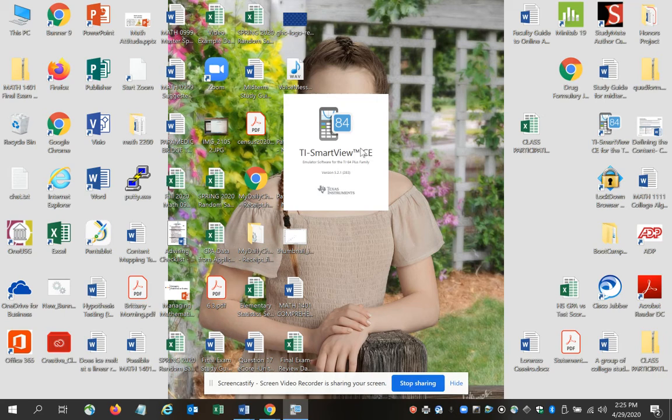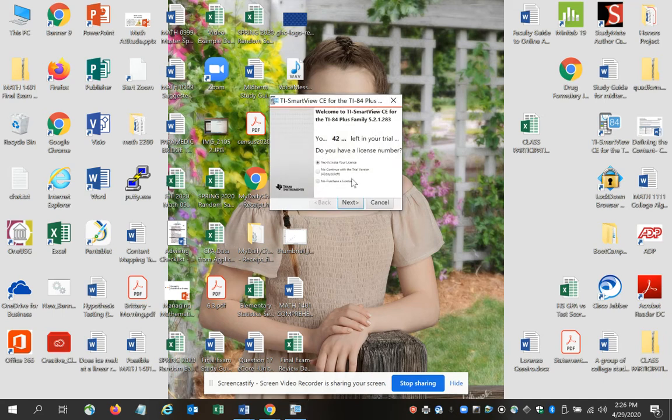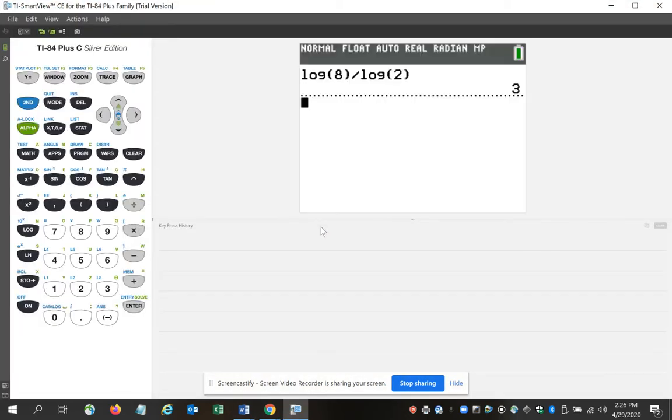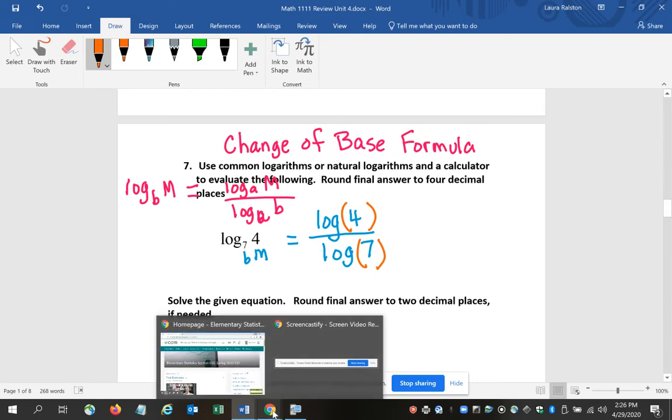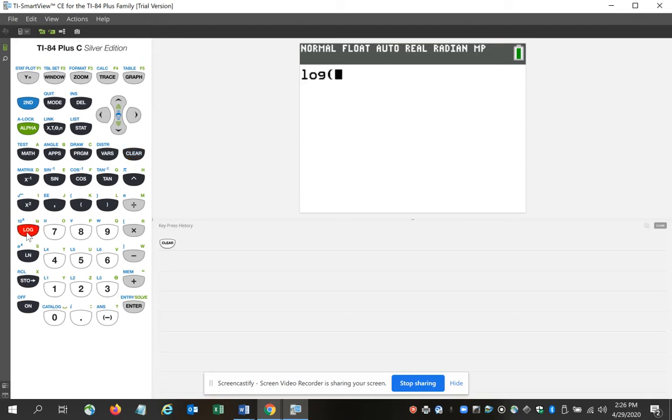And then you're going to type it in. Some of you may have a calculator that has the command that'll do it all for you. I think it's just as easy to use the formula. Okay, so I would have the log of 4 divided by the log of 7. The log of 4, make sure to close the parentheses, divided by the log of 7. Make sure to close the parentheses and hit enter.